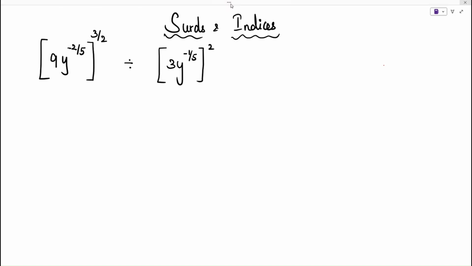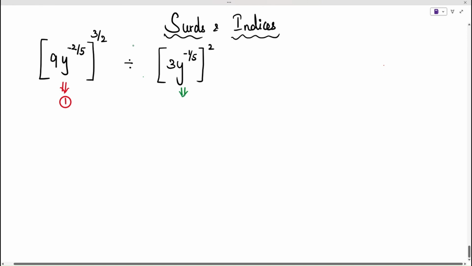So let's approach our question. And so we have 9y to the power of minus 2 over 5, the whole to the power of 3 over 2, divided by 3y to the power of minus 1 over 5, the whole to the power of 2. And so what we're going to do is split these into 2 different sections. Our first indices we'll label as 1, and our second indices we will label as 2.